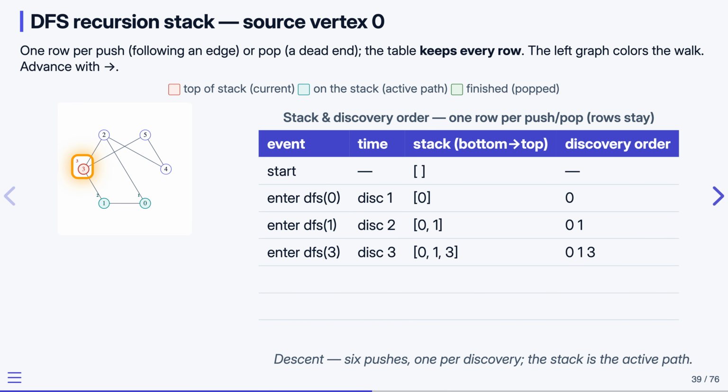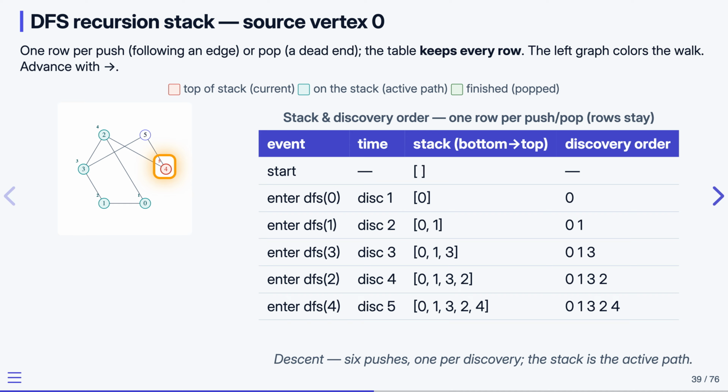From 1, the first unvisited neighbor is 3. We push a frame for 3, with discovery time 3. The walk is plunging deeper. From 3, the first unvisited neighbor is 2. We push a frame for 2, with discovery time 4. From 2, the first unvisited neighbor is 4. We push a frame for 4, with discovery time 5.